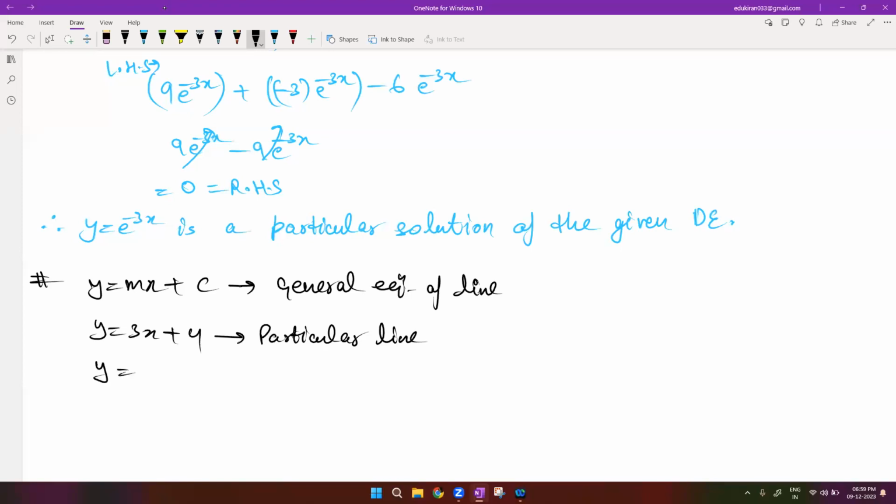Then again, y is equal to 4x plus 3. This is also a particular line. Now you can see that m and c both are constant in each equation, but they are changing values for different straight lines. Like in the first case, m is 3, but in the second case, m is 4. They are still constant. They will be constant for a particular straight line. But m has a range of values.